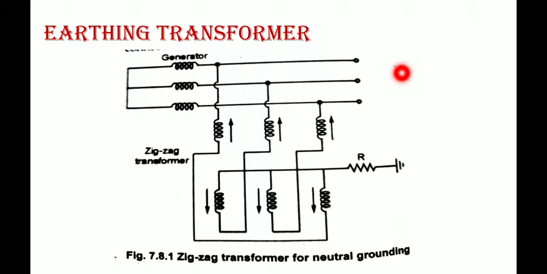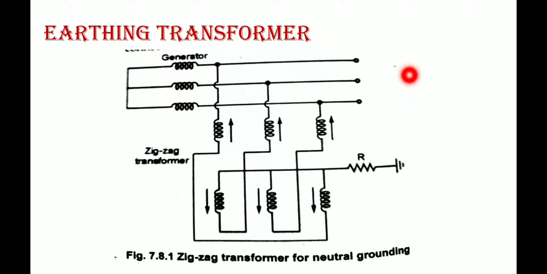Transformer usually consists of a primary winding and a secondary winding, but in the zigzag connection of a transformer, there is no secondary winding itself. And one more important thing is, it has a 3-limbed transformer. It has 3 limbs itself, and each limb has 2 identical windings.